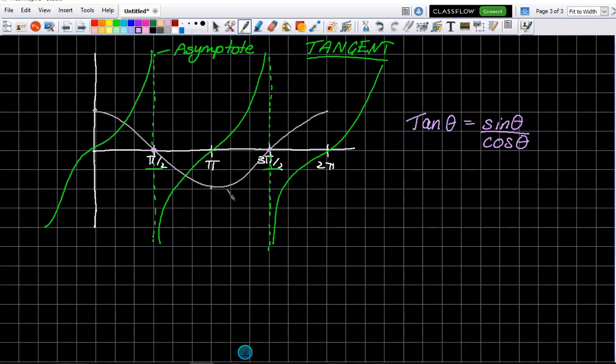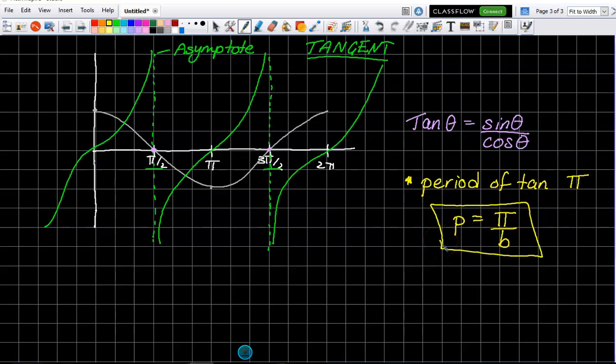Pi. Right, so the next thing that we want to make sure that we know is that the period of tan is not 2 pi, it is pi. But the same rules apply: instead of 2 pi over b, it's going to be pi over b. So, are you writing that on your summary?